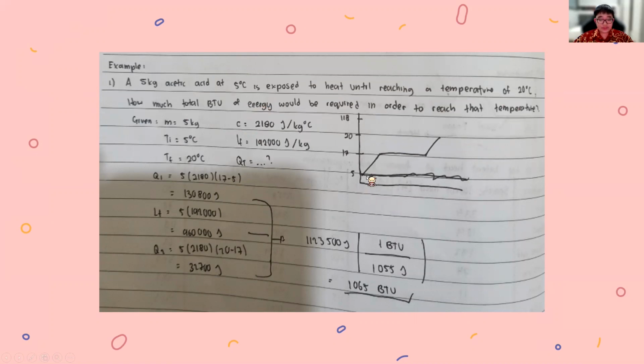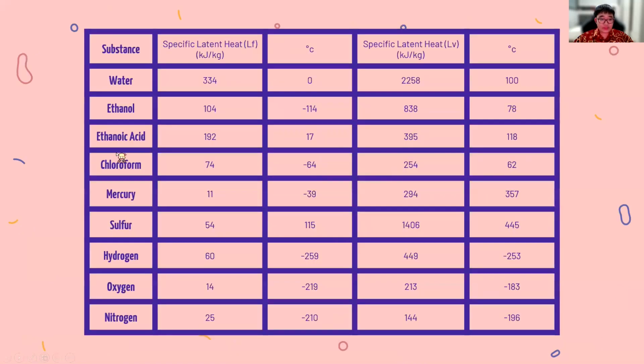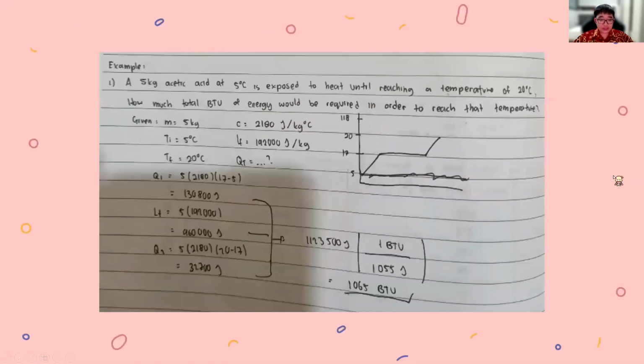from 5 degrees Celsius. And for acetic acid, the latent heat is at 17 degrees Celsius. So from 5 to 17, there will be one stage of heat gathering. Then this one will be the latent heat, and this will be the last stage.